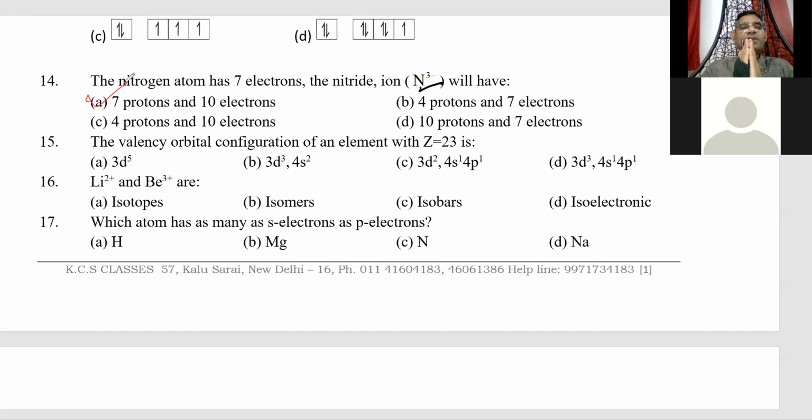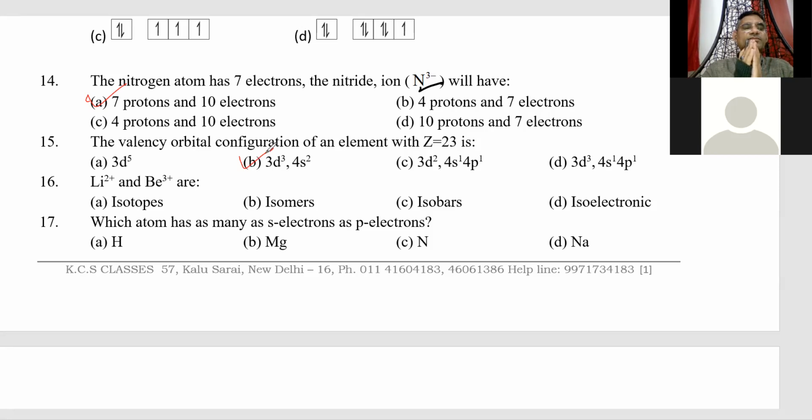The valence orbital configuration of an element with Z equal to 23, atomic number 23: what will be its configuration? 4s2 3d3. Yes, very good. This will be the answer.